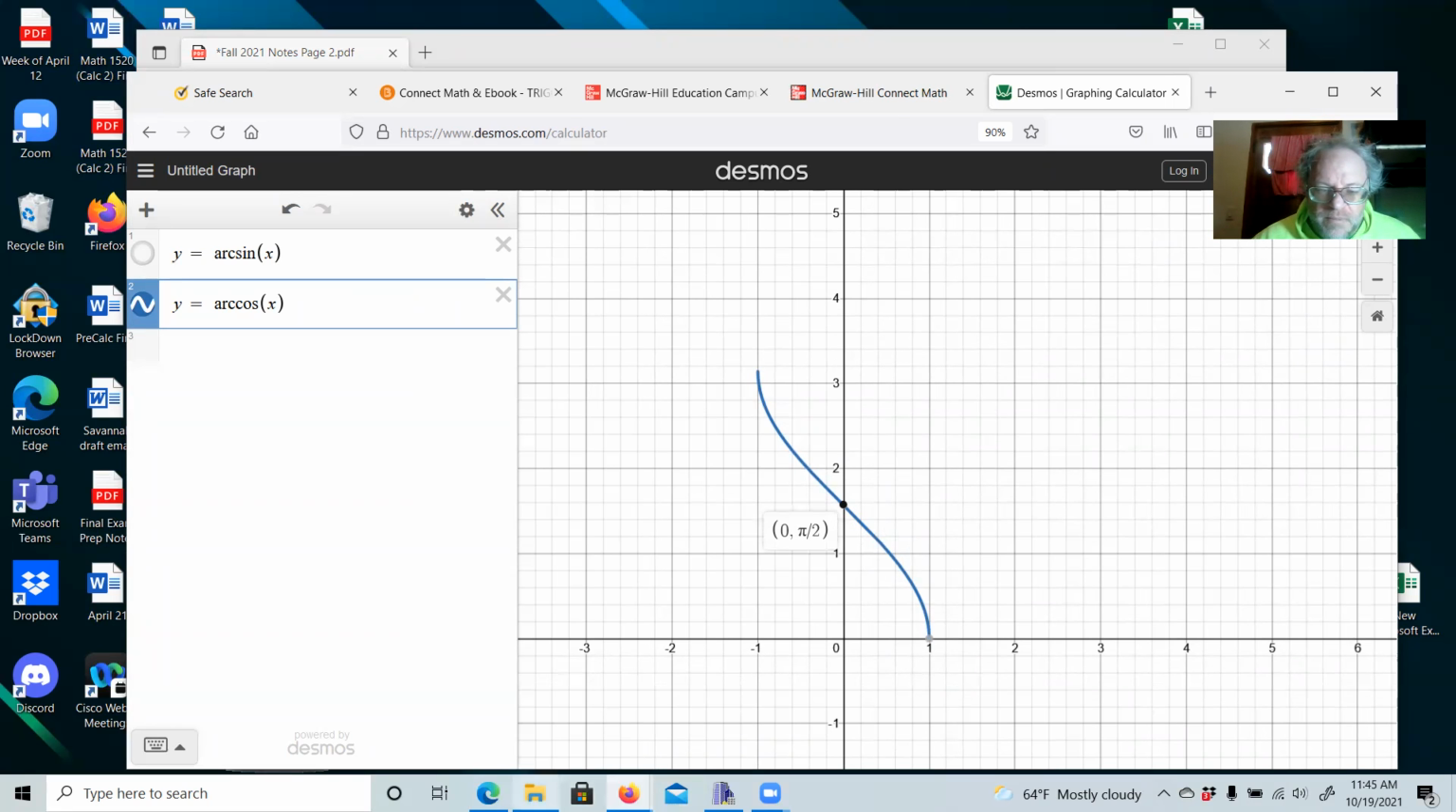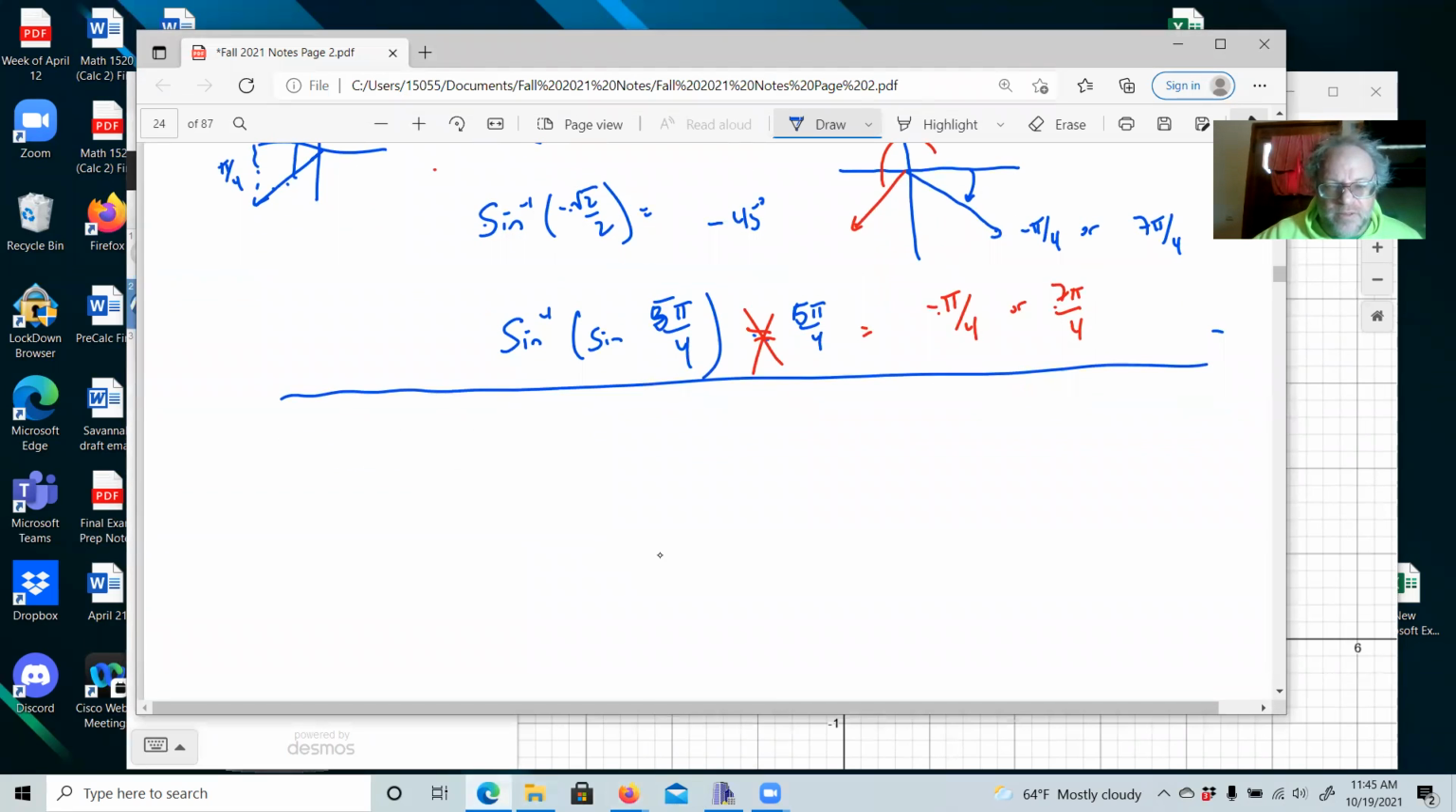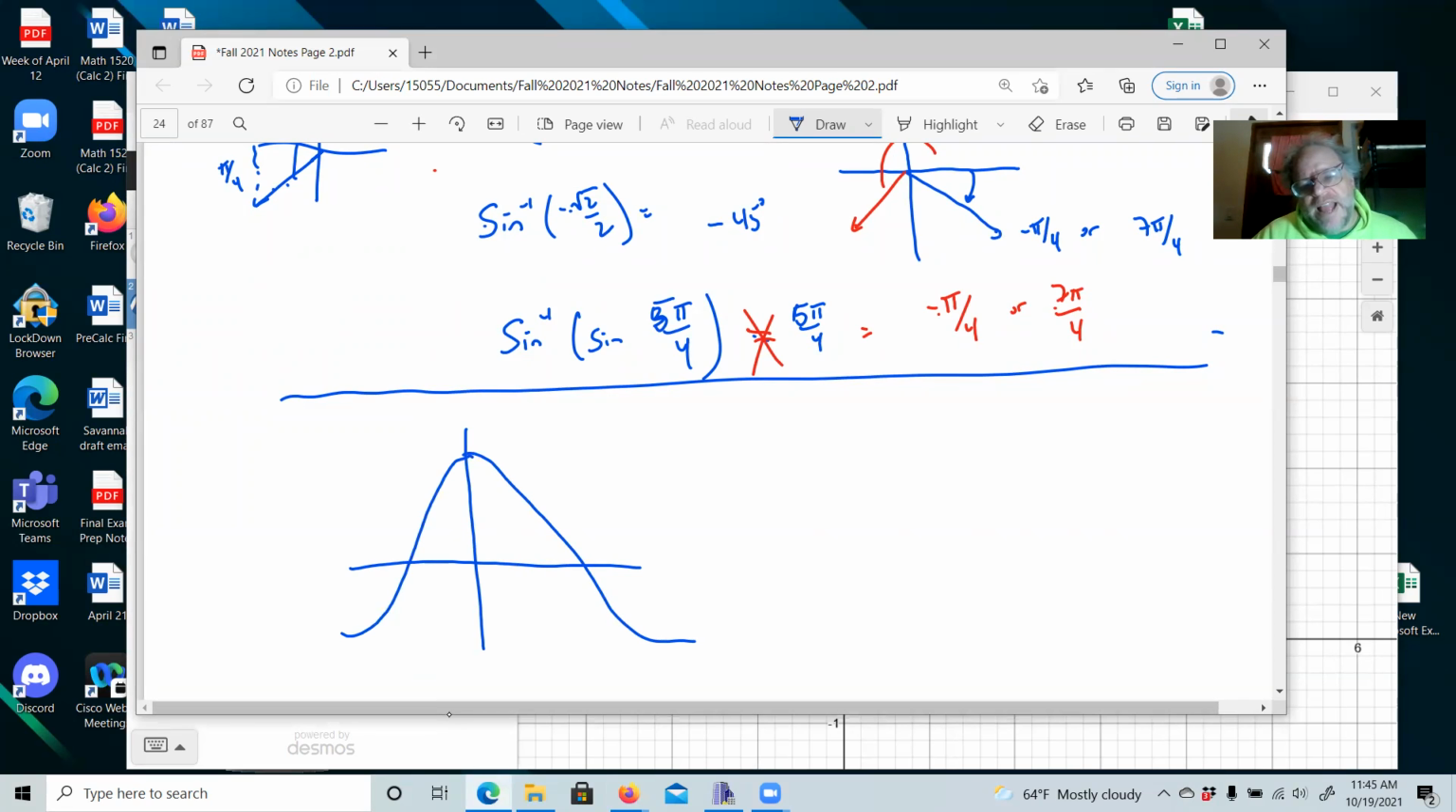By the way, let's look at cosine. I can't use the interval between negative pi over 2 and positive pi over 2. Why? That was a horizontal line test. So the domain for cosine that we're going to use is going to be between 0 and pi. The range is again -1 to +1. So for inverse cosine, I will use arc.